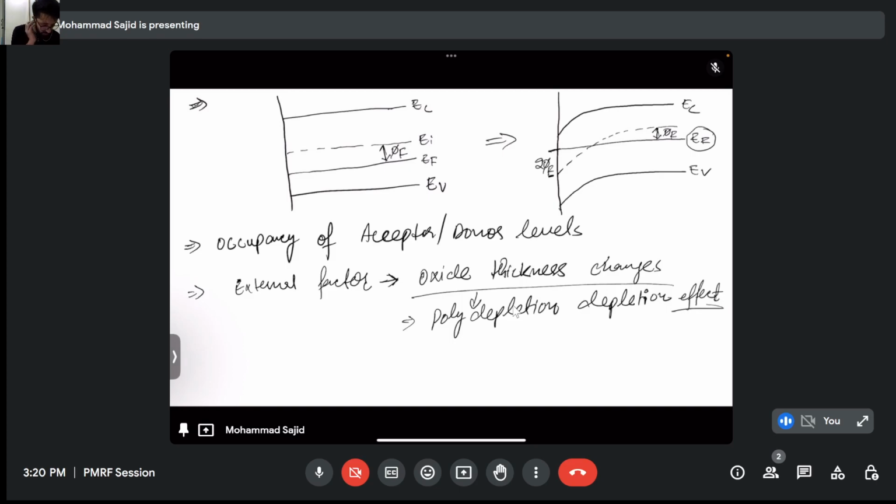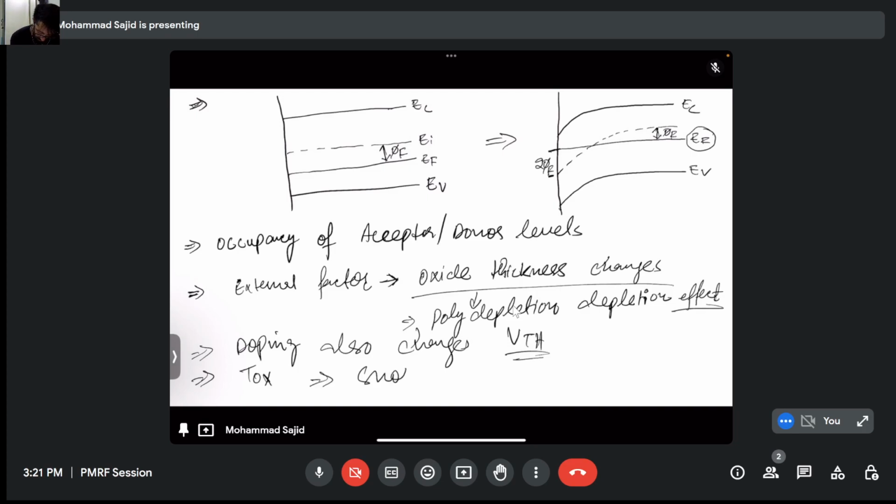Now, these are some of the things that change your threshold voltage. Another thing is doping also changes VTH. Okay, your oxide thickness Tox. If there are short channel effects, it may also change.